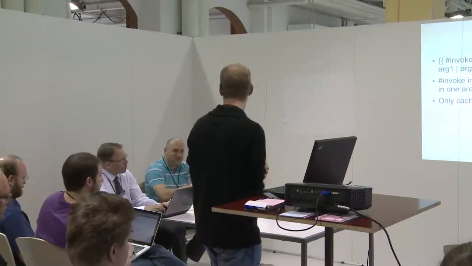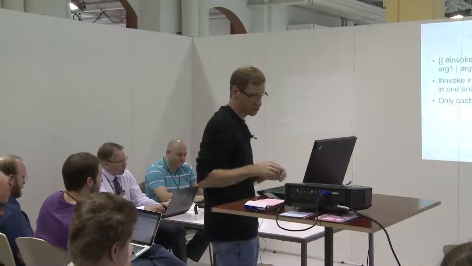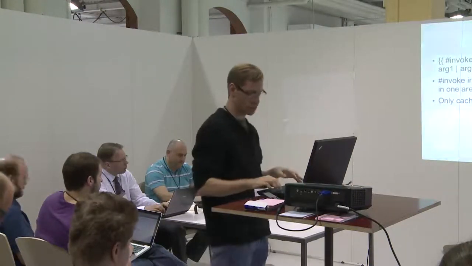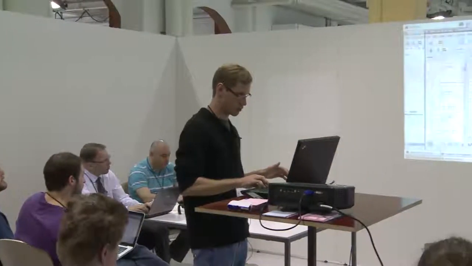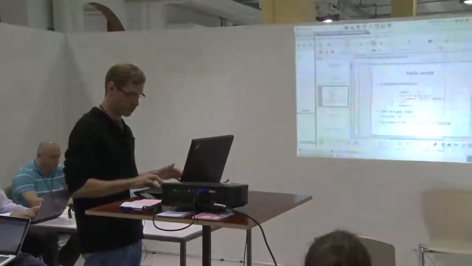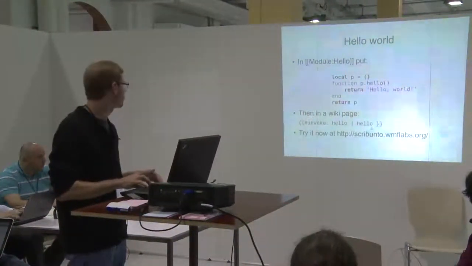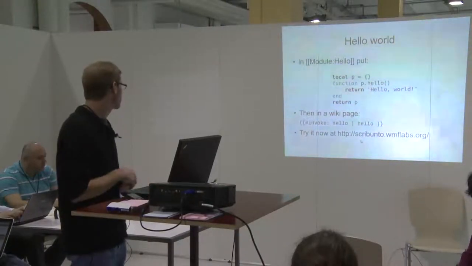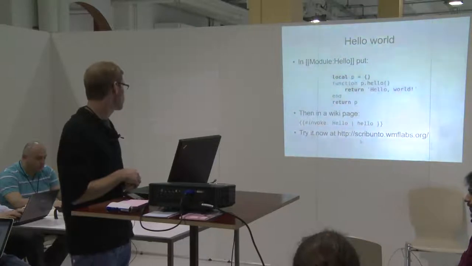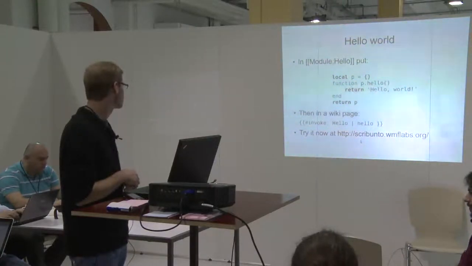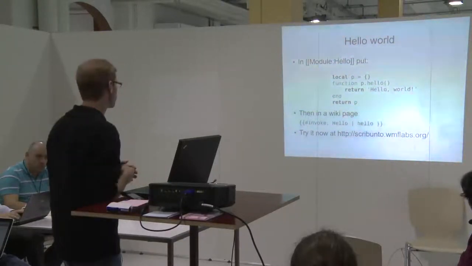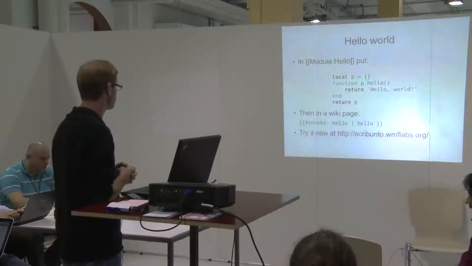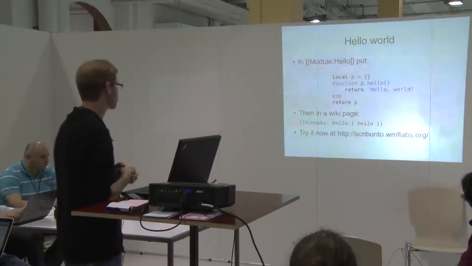Sorry, that was in the first part that I skipped. There's a test installation up at scrubuntu.wmflabs.org. I'll just skip to that slide, actually. So there's the URL. S-C-R-I-B-U-N-T-O. So if you create an account there, then you can create module pages and try it out. And there's the boilerplate code there for you at the top for creating a module.